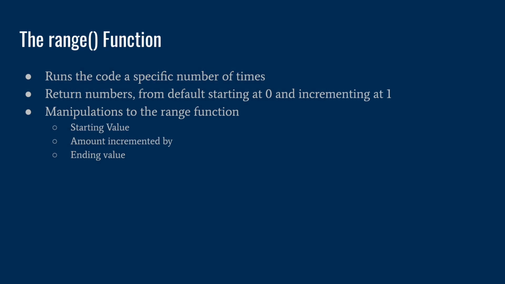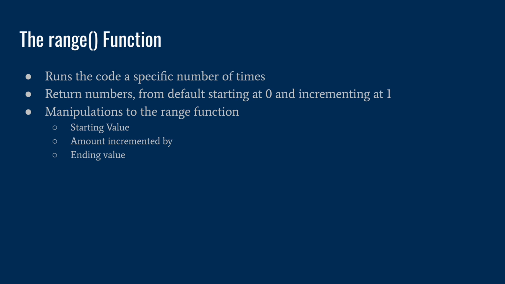So let's look at the range function with lists. The range function runs the code a specific number of times, and it returns numbers with the default starting at 0 and incrementing at 1. So the range function is for when you do not have a list or a string that you want to run through, but you want to run a certain code a certain number of times. With the range function, you have that i or x variable, which stores the number, and those numbers start from 0 and keep incrementing at 1.